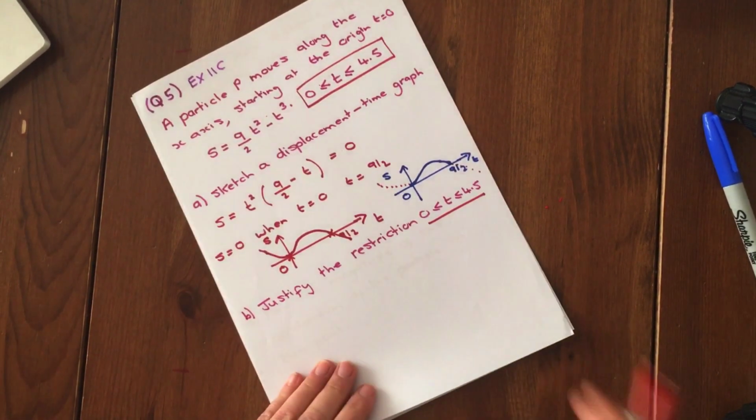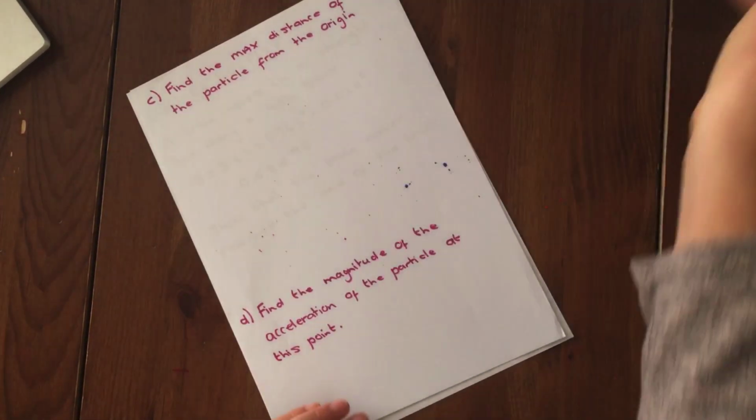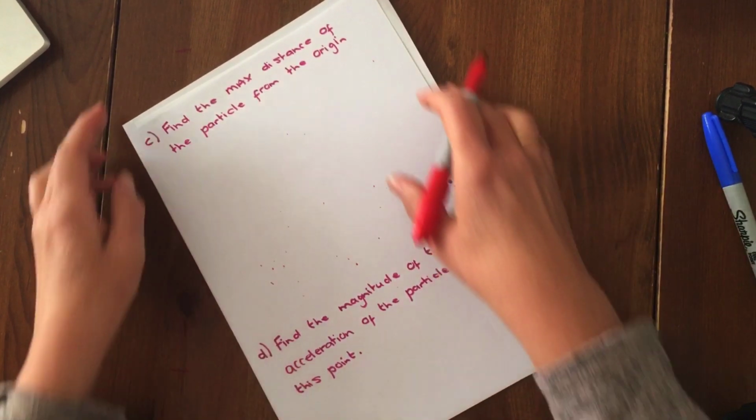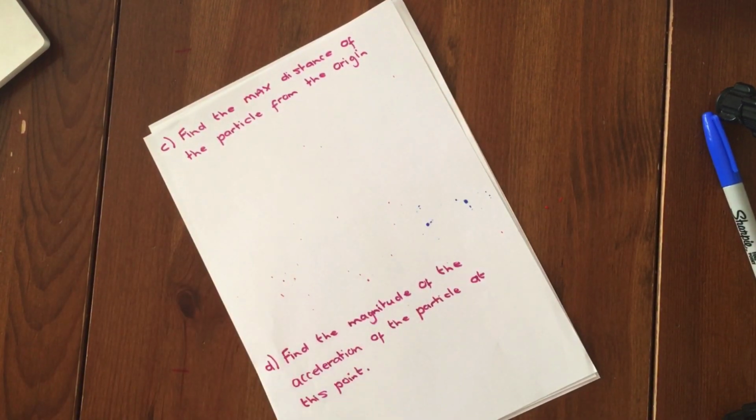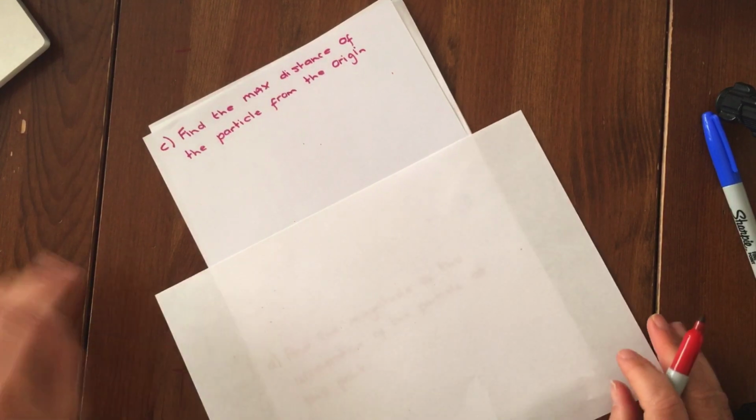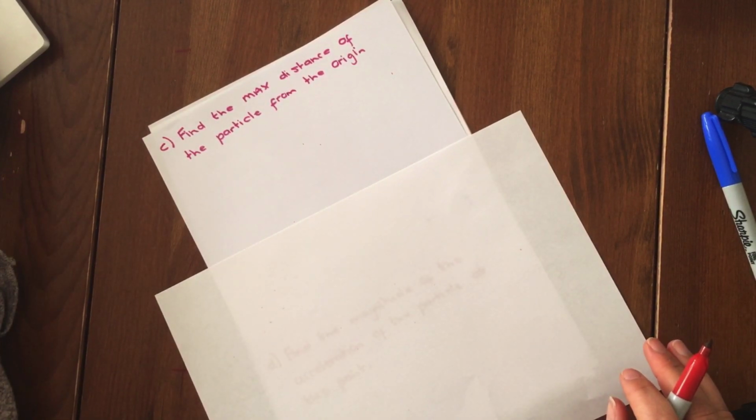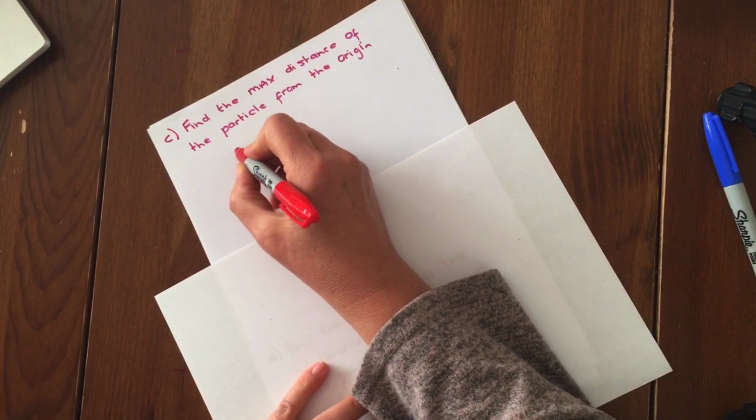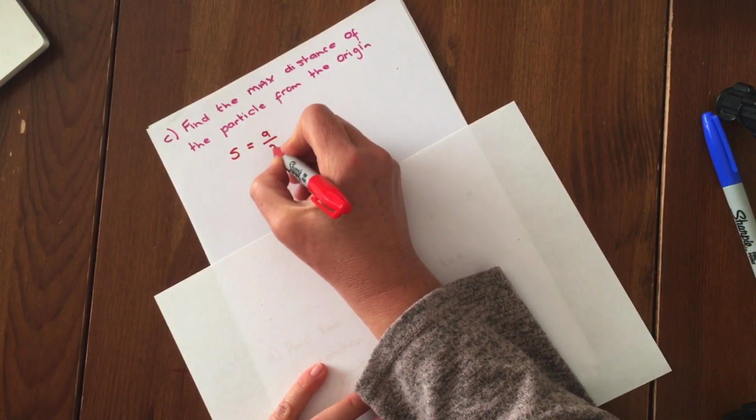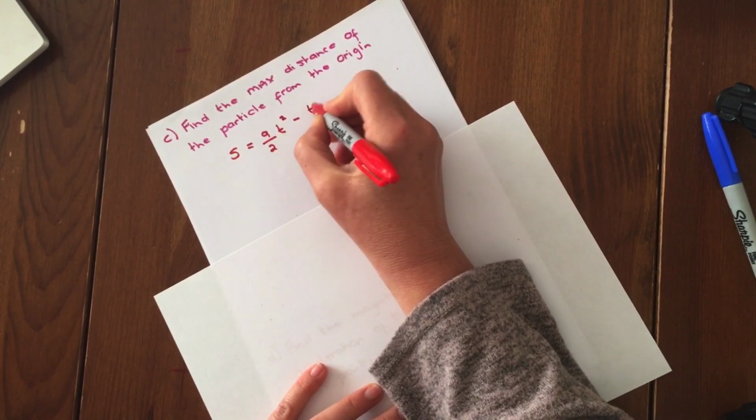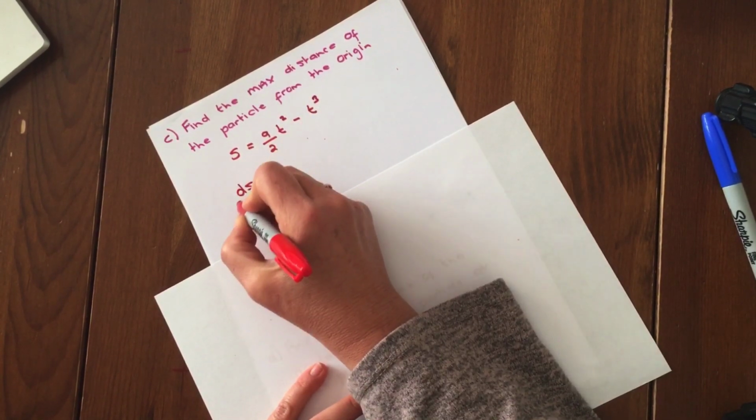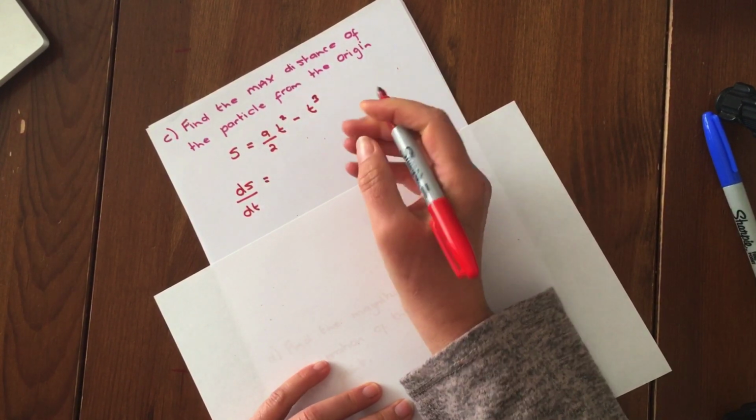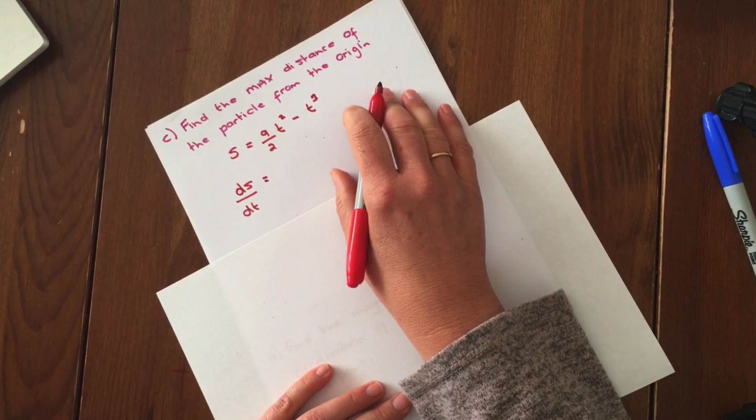Right, next part to this question. Part C. Right, find the maximum distance of the particle from the origin. The maximum distance of the particle from the origin. So how do I find the maximum distance? Well, if I start off with my equation for S, now what I have to do, I have to work out when ds/dt equals 0. And when it equals 0, that is when I have the maximum distance.